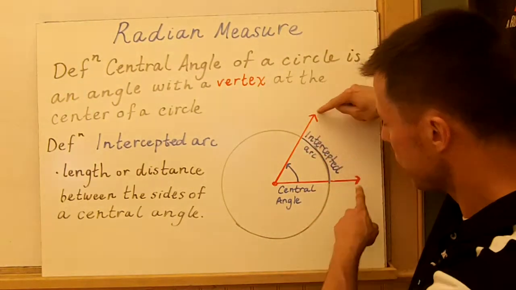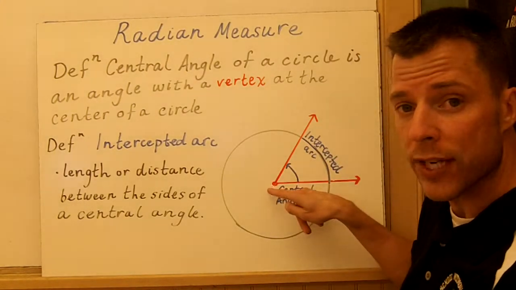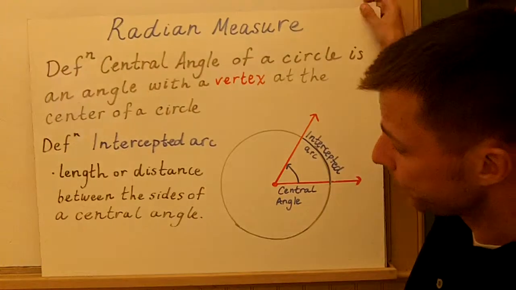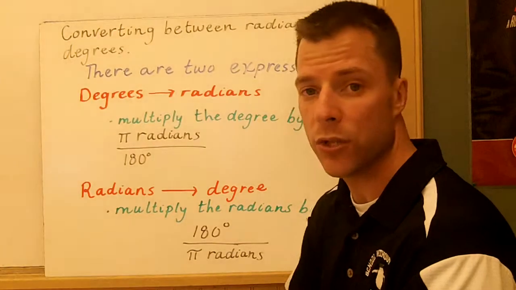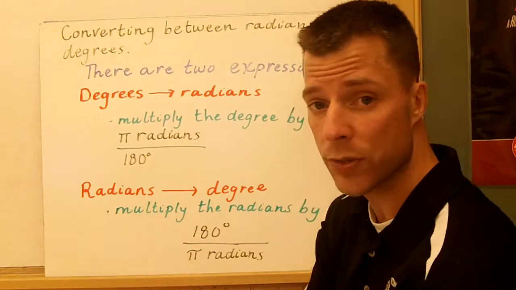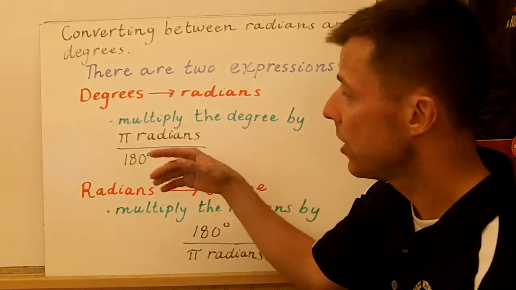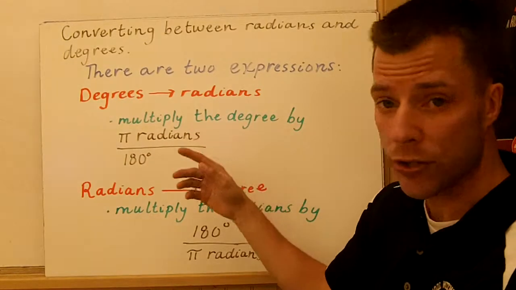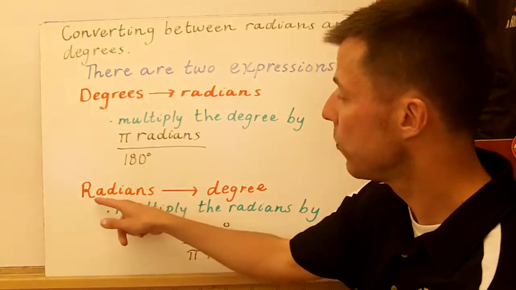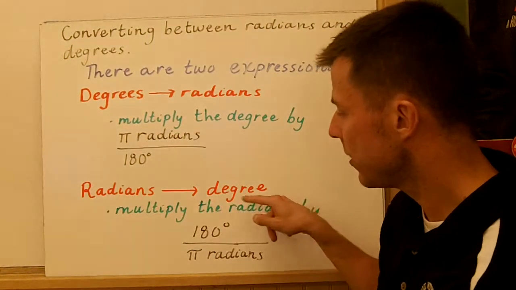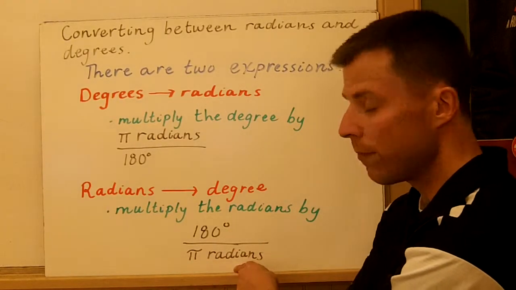So the intercepted arc is always between the sides of your central angle, and the central angle is always formed with the vertex at the center of the circle. So the biggest thing that we want to learn here is how to convert between degrees and radians, okay? And there's two expressions that we use. In order to go from degrees to radians, whatever your degree is, you just multiply that by pi radians over 180 degrees. If you want to convert from radians to degrees, you multiply the radians by 180 degrees over pi radians.